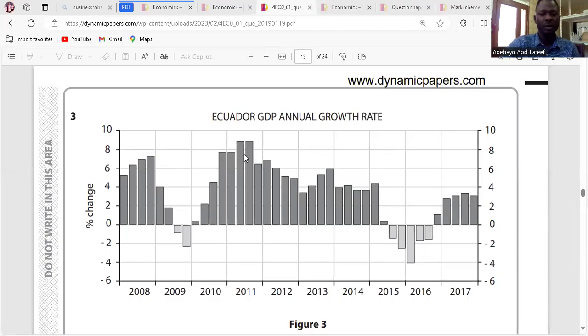So we have question 3 for January 2019, right? Economics, 4EC0111. So we have a case study here, Ecuador, the annual growth rates of the GDP of Ecuador.